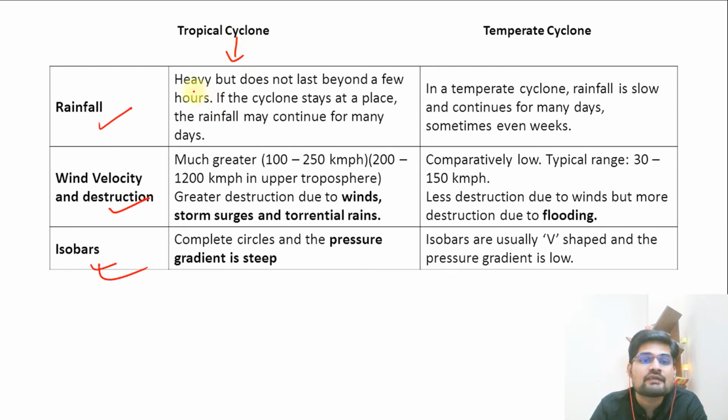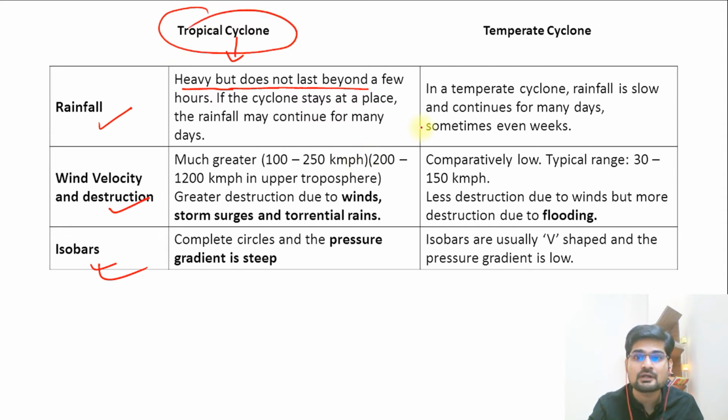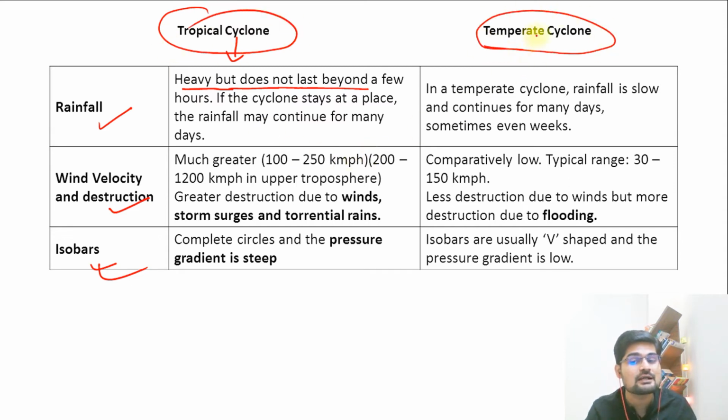Tropical cyclones have heavy rainfall. Remember, heavy rainfall in a few hours. So in lesser time, more rainfall is the characteristic feature of tropical cyclones. That is important. But remember, temperate cyclones are long-lived, but rainfall is very slow. So it is there for many days and weeks, but very less rainfall. That is important, or slow rainfall.